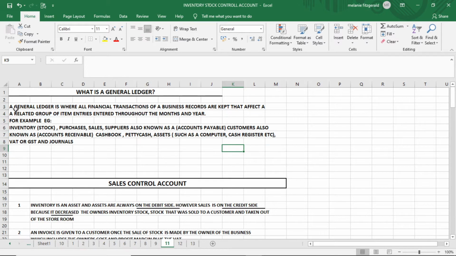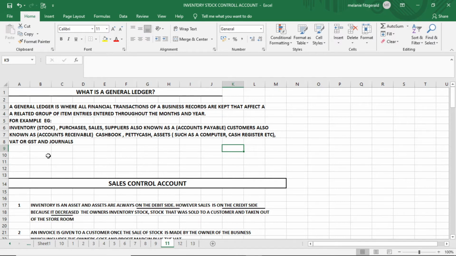A general ledger is where all the financial transactions of a business are kept that affect a related group of item entries entered throughout the months and year. For example, inventory, stock, purchases, sales, suppliers, also known as accounts payable, customers, also known as accounts receivable, cash book, petty cash, assets such as a computer, cash register, etc., VAT or GST, and journals.